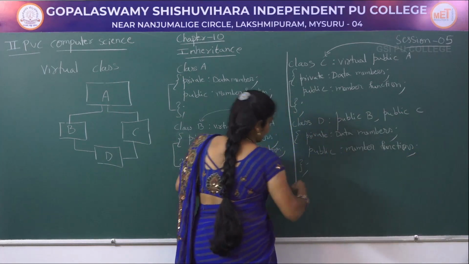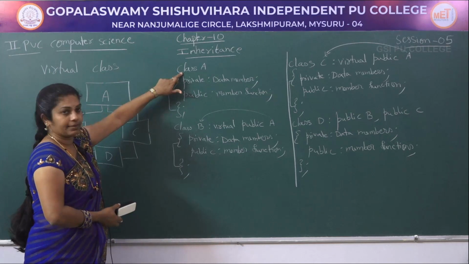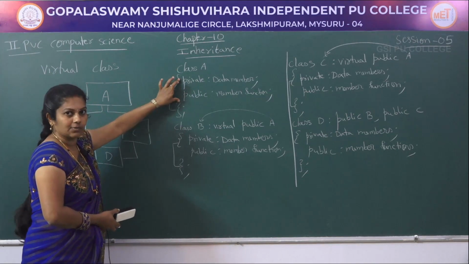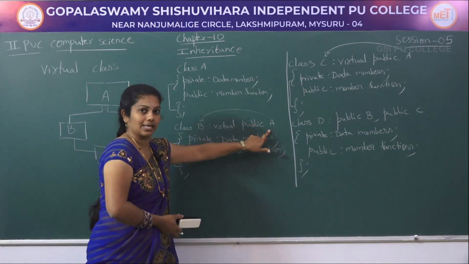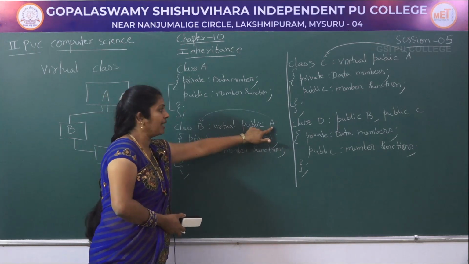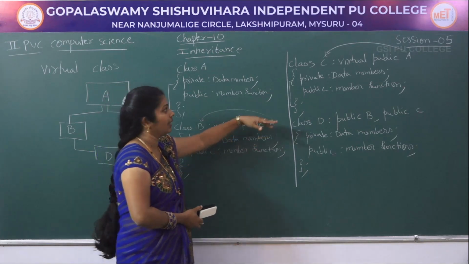Then close this class. From this, see here, for example, I am creating a class A. Here it has data members as well as member functions. Next I am creating class B, which is derived from class A. Here also it has data members and member functions. I am making A virtual to avoid the duplication of the same data once again.